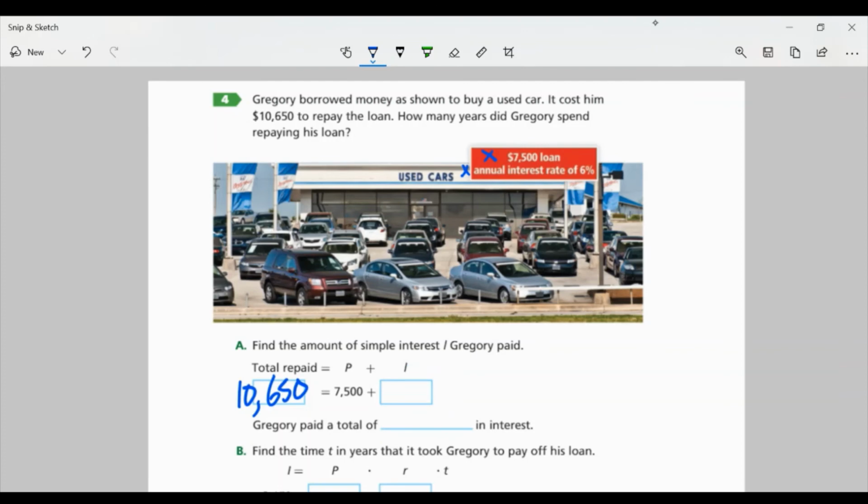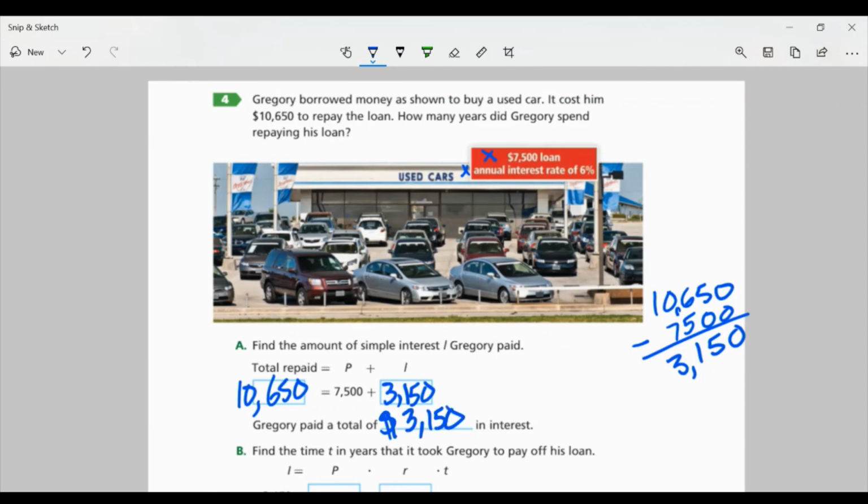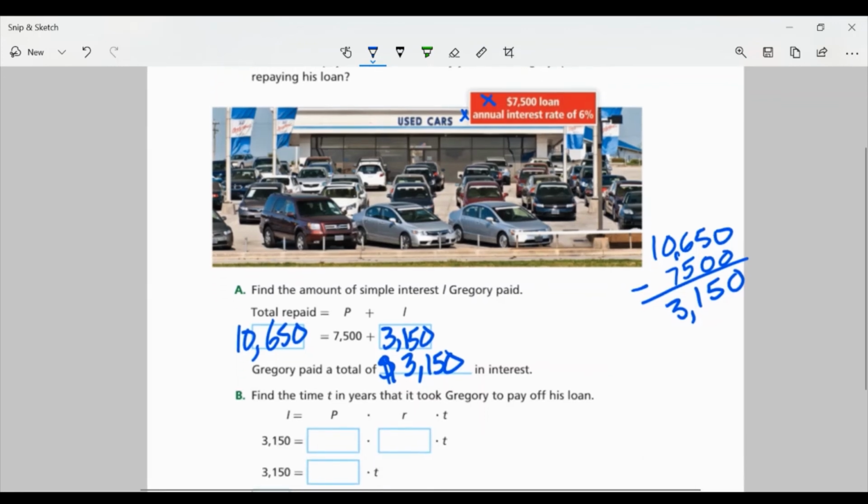Well, I can take the total that he paid and I can subtract the amount of the loan. So that means he paid $3,150 in interest. Okay. So now we can move on to the next step, part B.